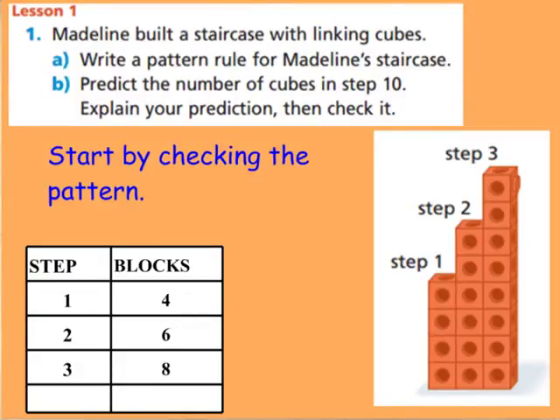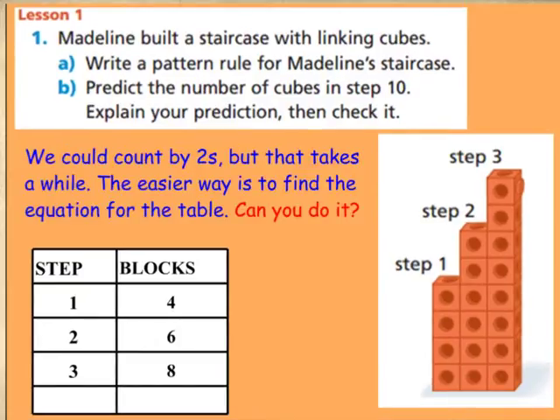In step 2, she has 6 blocks. In step 3, she has 8 blocks. So the pattern is going up by 2. Pretty basic. Now I could keep counting by 2s, but that's going to take me a while. And it's not a big deal when they're asking me about step 10, but what if they asked me about step 100? So the easier way is to find an equation for the table.